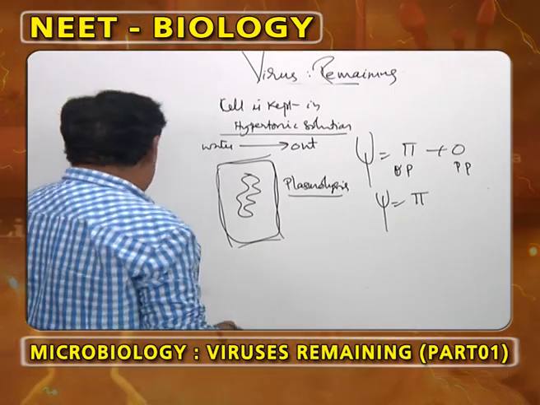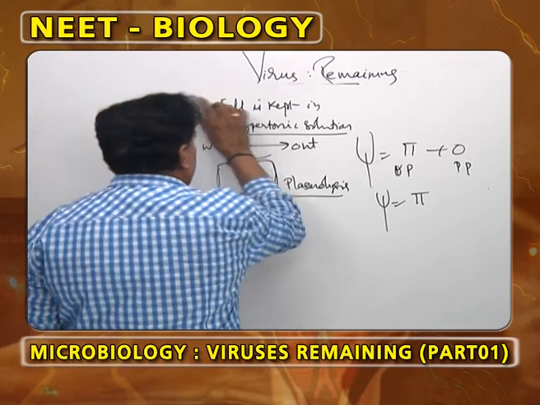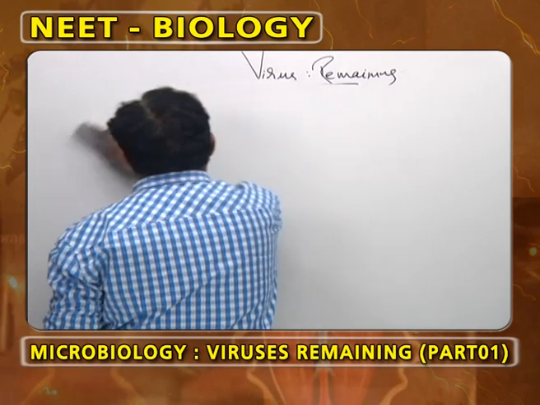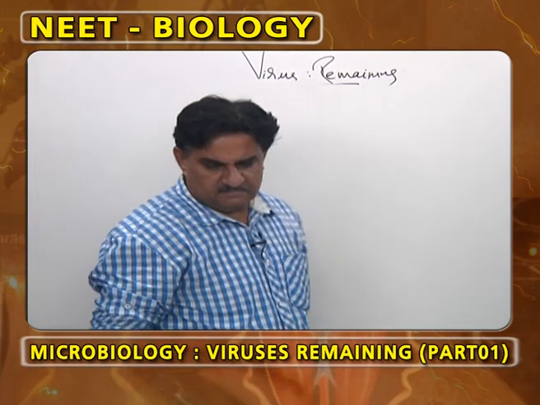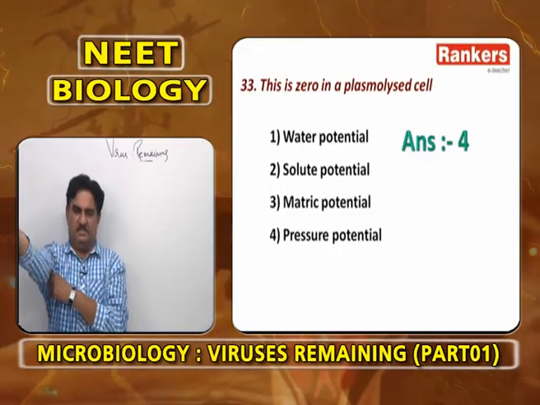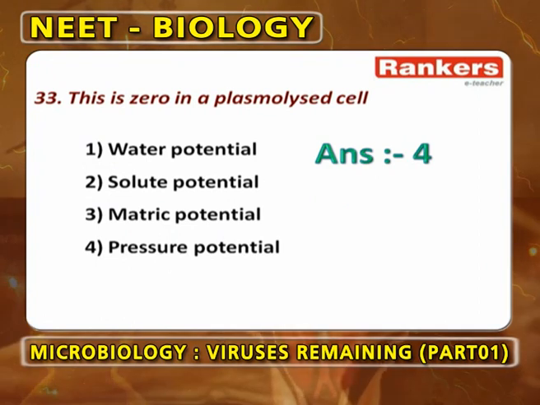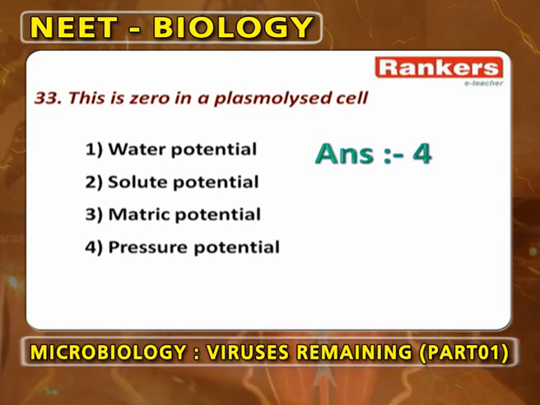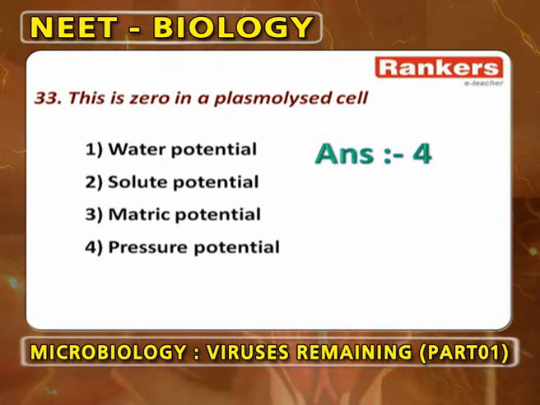So, according to this question, this 0 in a plasmolyzed cell is not water potential, not solute potential, not matric potential, but pressure potential. Because pressure potential is 0, the water potential value is exactly equal to solute potential. So, fourth option, pressure potential.